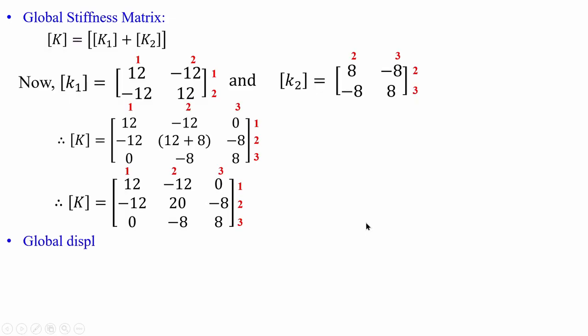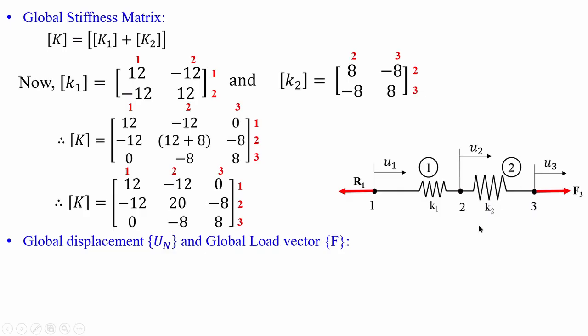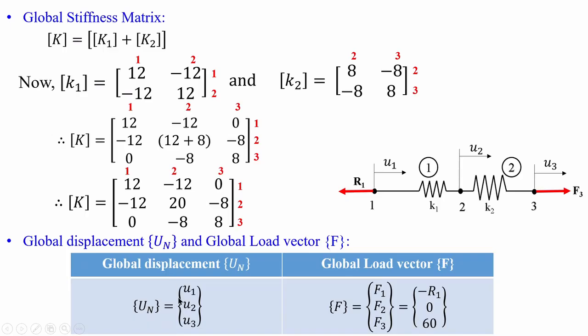Now let us write the global displacement and global load vector. Let us recall the free body diagram of the system. With the help of this, we can write the global displacement vector, which is a matrix of global displacements at each node. For node 1 we have u1, for node 2 we have u2, and for node 3 we have u3. So the global displacement matrix will be u1, u2, u3. Similarly, the force matrix is the matrix of the forces acting at each node: F1, F2 and F3.